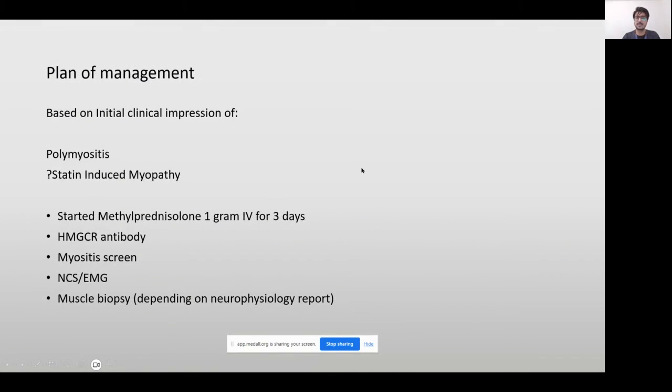My plan of management at that time was to start methylprednisolone, 1 gram intravenous for 3 days, and send HMG-CR antibody that we usually find in patients who have statin-induced myopathy, as we discussed initially. I sent the myositis screen for all the tests that we discussed at the start of this presentation. I requested nerve conduction studies and EMG, and depending on those, I thought we'd see whether we need to do a muscle biopsy in this patient.